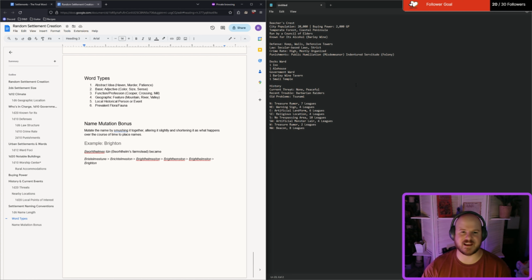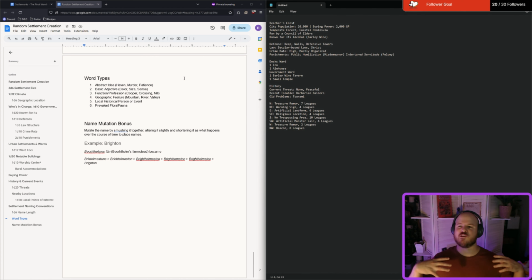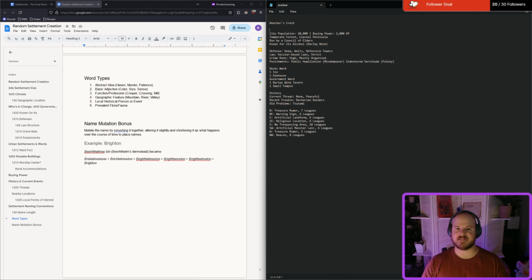We could do the mutation, I guess, real quick. So the mutation is basically, you have to think about how long the place has been here. The longer that a place has been around, the more likely it is for its name to sort of change and augment over time. You kind of do that by smushing stuff together. So we have Beecher's Crest.